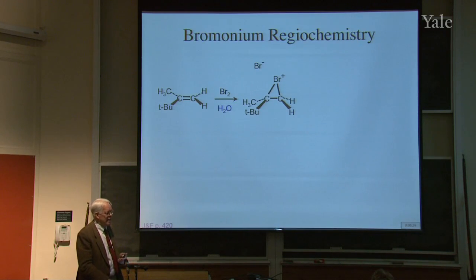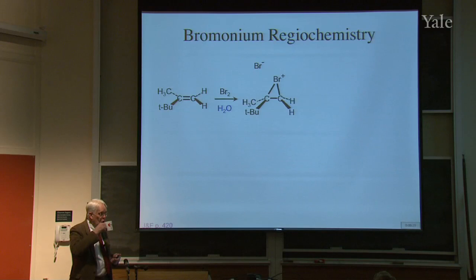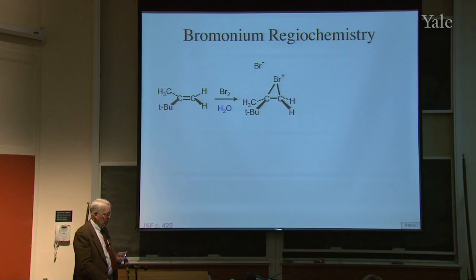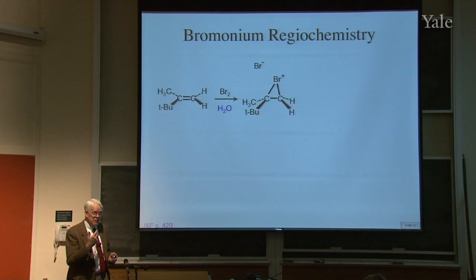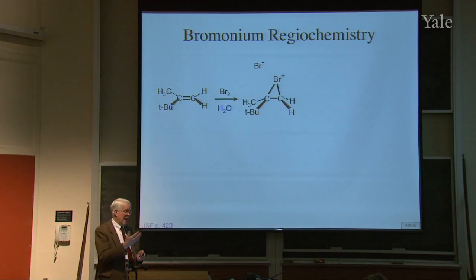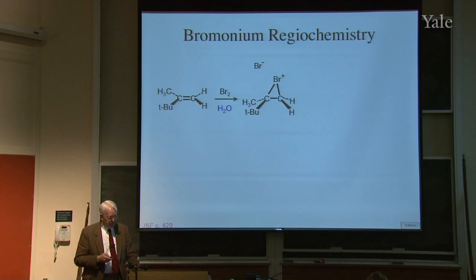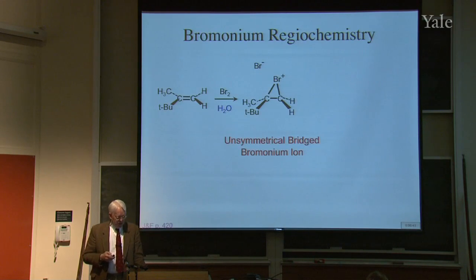Connor, you have any idea? Why not put it in the middle? Because the carbon on the left is the more substituted. Right, the more substituted carbon on the left is a better place to have a cation, right? So you have a stronger bond on the right, a longer, weaker bond on the left. So it's an unsymmetrical bridged bromonium ion, right?